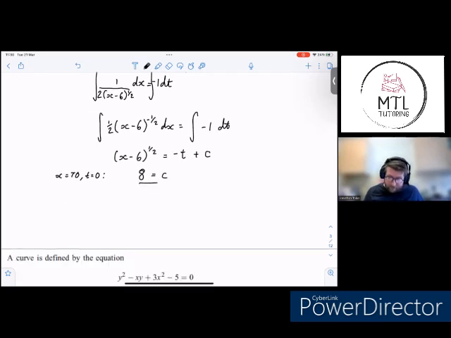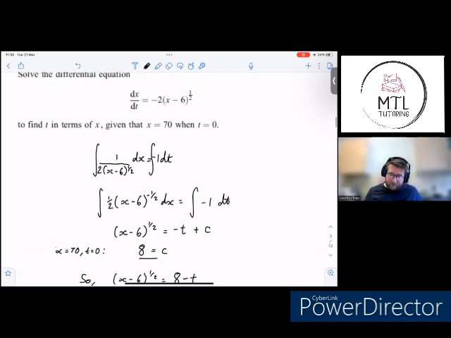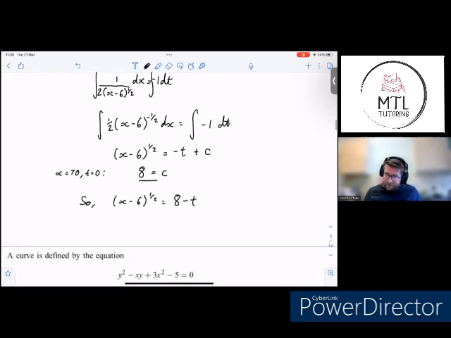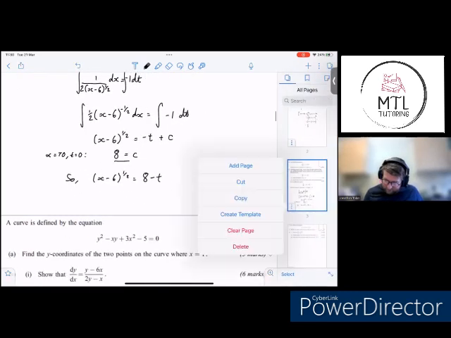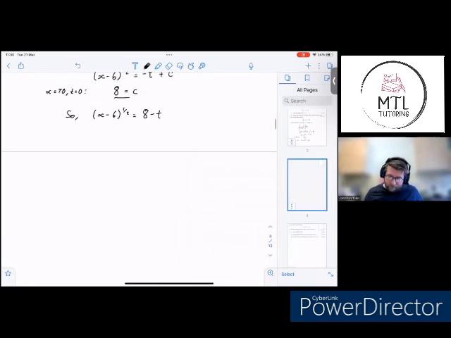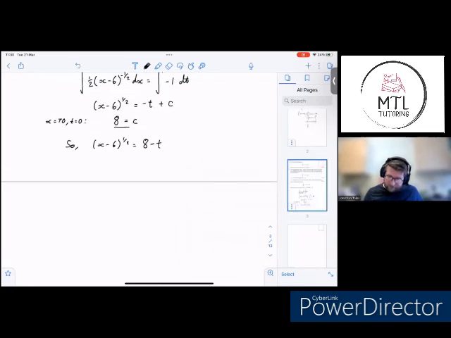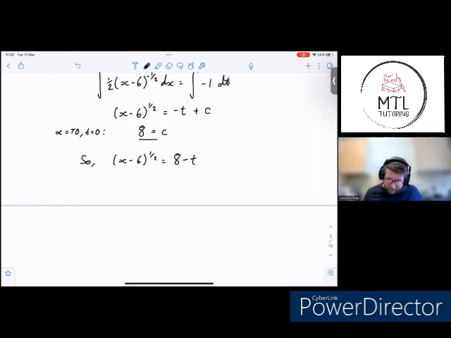So that general solution now becomes the particular solution, x minus 6 to the half equals 8 minus t. Now, how does it want it? It wants t in terms of x. I'm going to need some more pages here, I think. So we want to get t equals something in terms of x, so that's just about done.